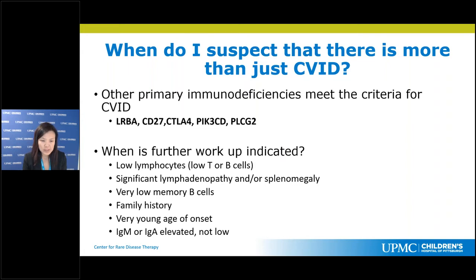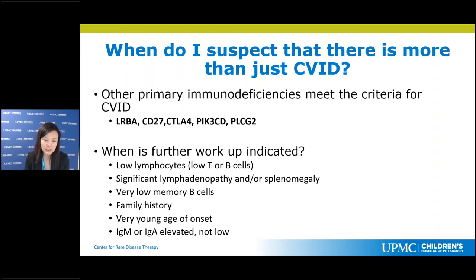Very low memory B cells. So this is a test that pretty much only, I would say, mostly immunologists send, where we are not only able to look at just the total number of B cells you have, we like to see what percentage of the B cells you have, and the B cells are the ones that make these antibodies that we're looking for. What percentage of those B cells are stuck in the immature naive form, and what percentage go on to be the good ones that mature and make the antibodies that we need, right?